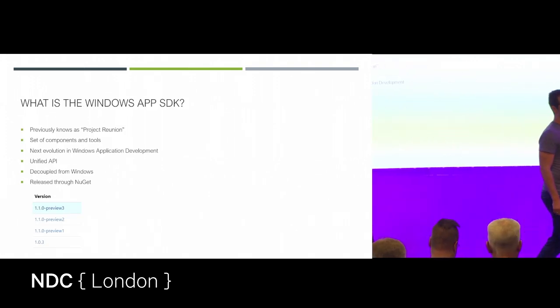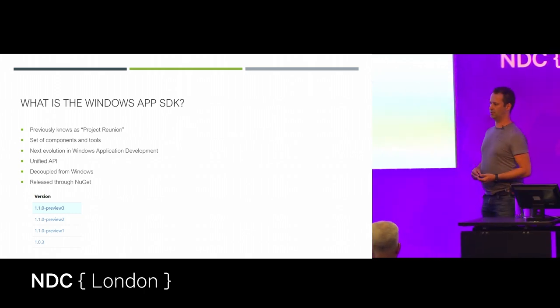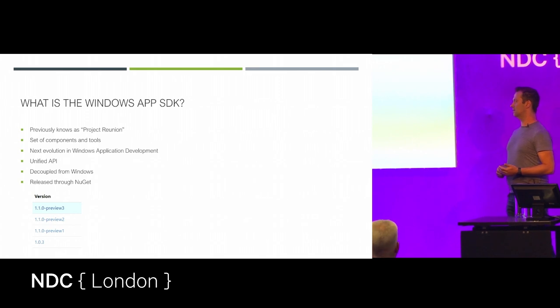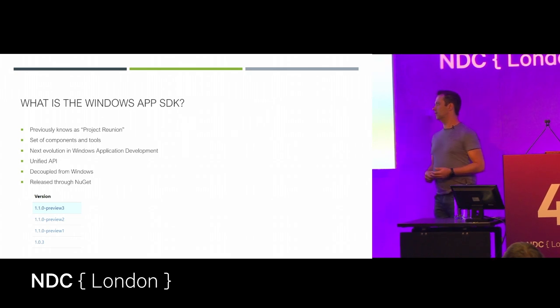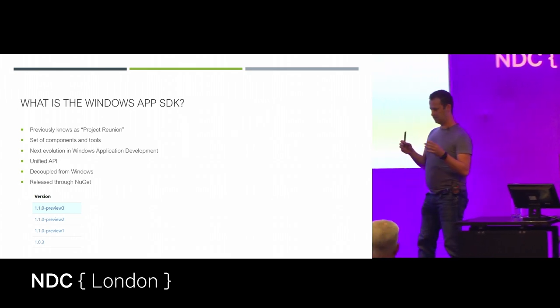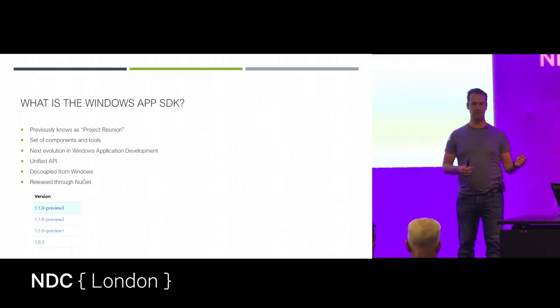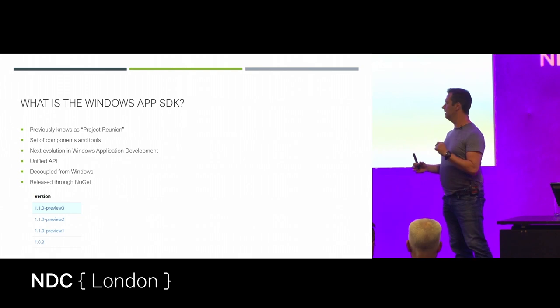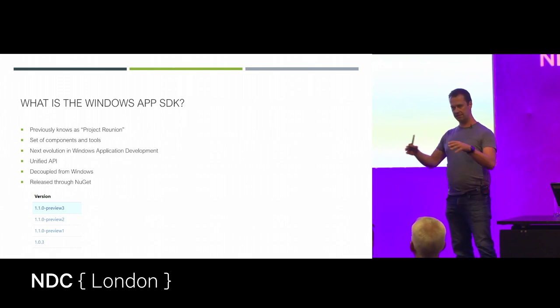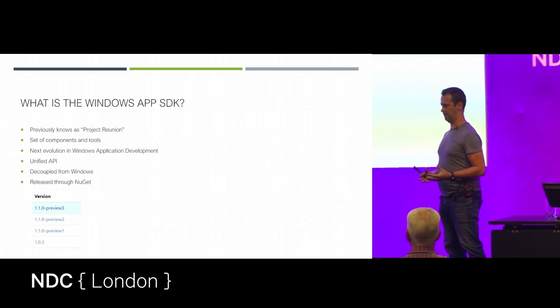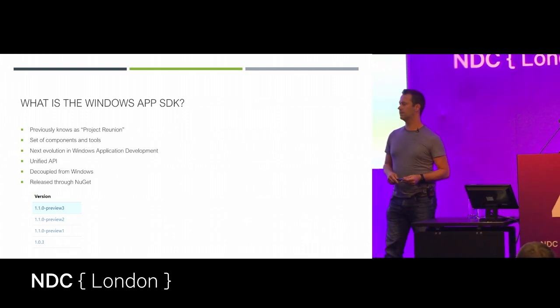So the Windows App SDK was previously known as Project Reunion, and a lot of people I talked to don't know the Windows App SDK, never heard of it, but if I mention Project Reunion, then all of a sudden it rings a bell. So the big idea was we have these different desktop frameworks: WPF, WinForms, UWP. Each has their own strengths. Let's bring everything together under a unified API. That was the promise of Project Reunion.